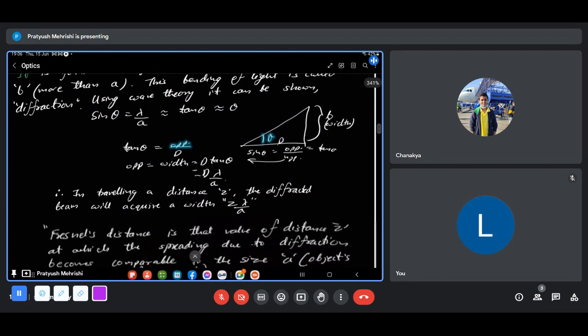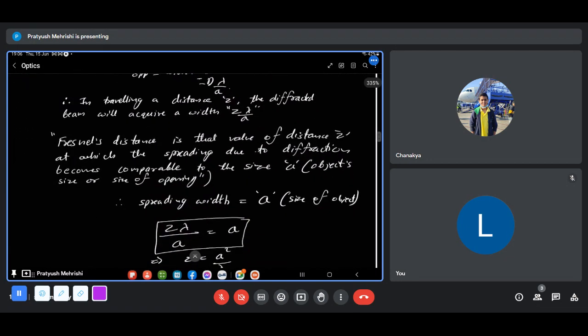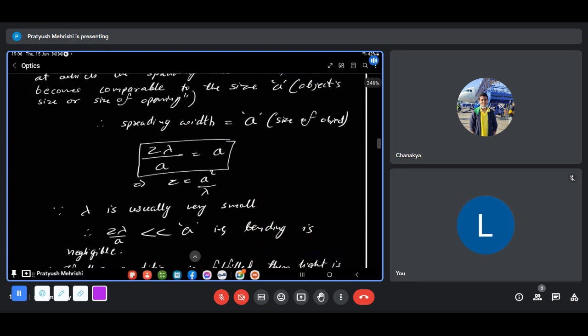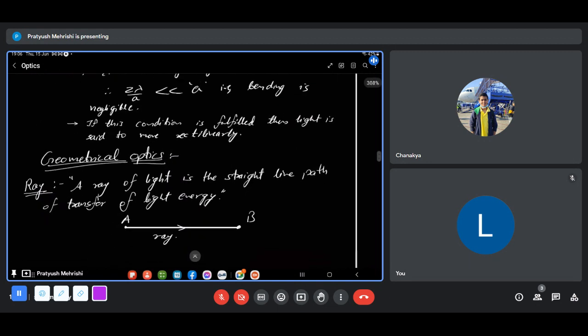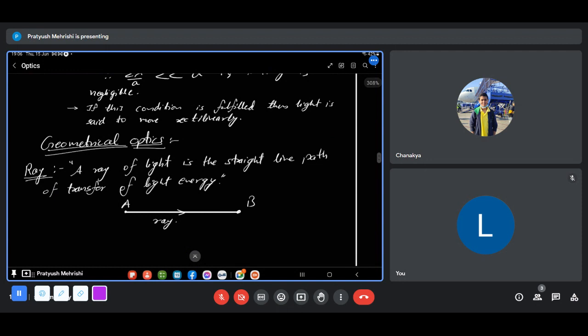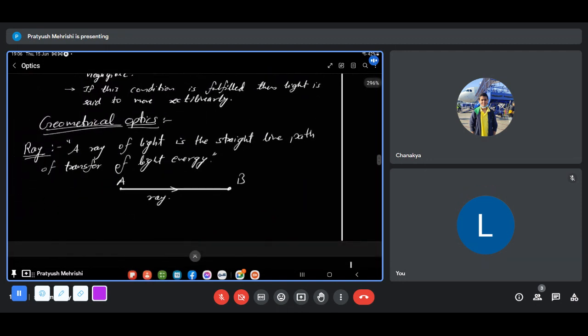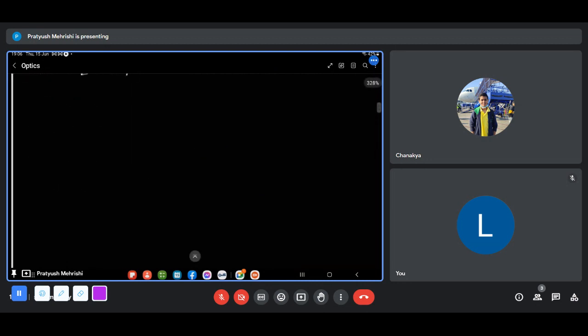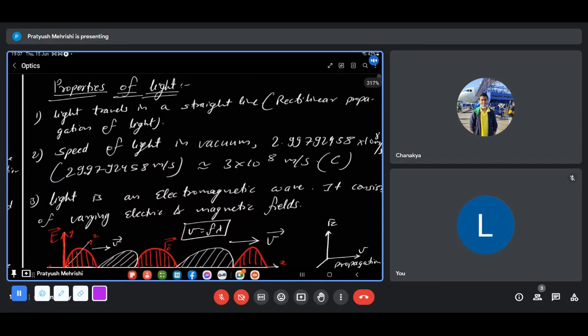For now, we are just studying that if a is the size of the object and it is comparable with lambda, then we will not be using geometrical optics. In geometrical optics, a light ray is strictly a straight line. It is nothing but the path of the transfer of energy of light.